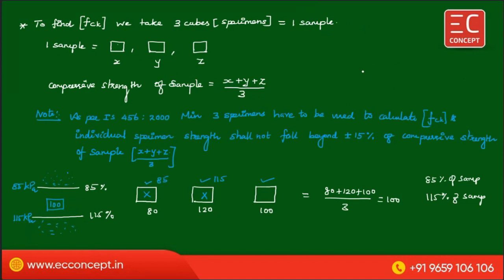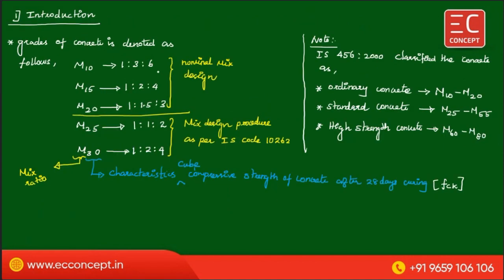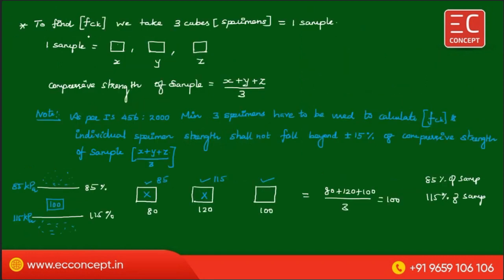Now see, introduction, what is a grade of concrete? As per IS 456 classification we have also seen. Then what is the codal condition? Minimum 3 cubes we have to take for test sample. 3 cubes is equal to 1 sample, and the individual tested value should not fall beyond plus or minus 15 percentage of the sample strength.